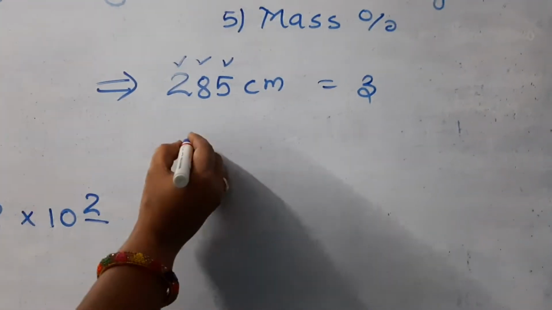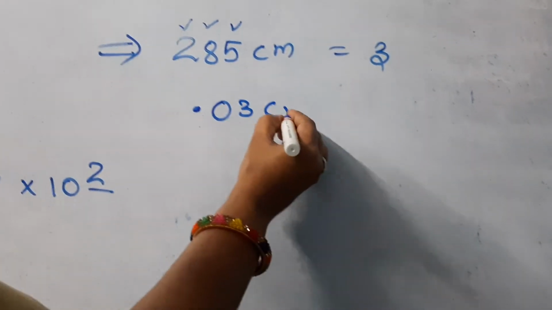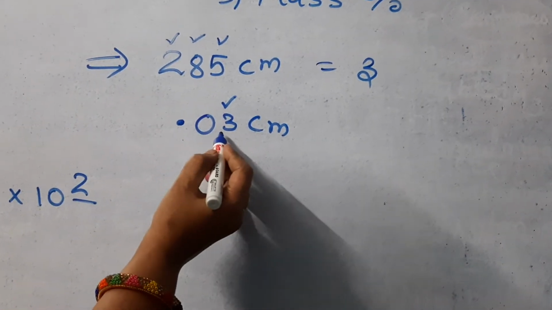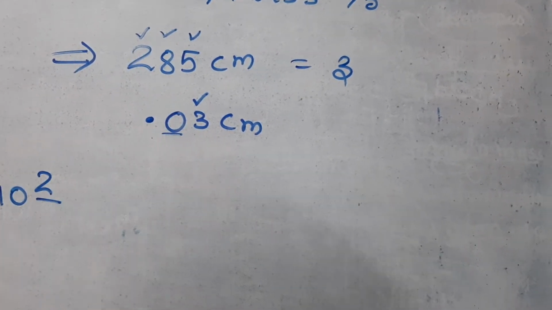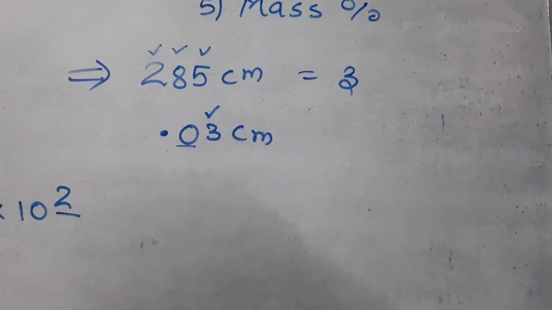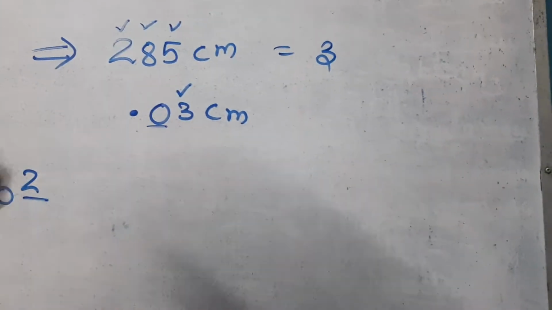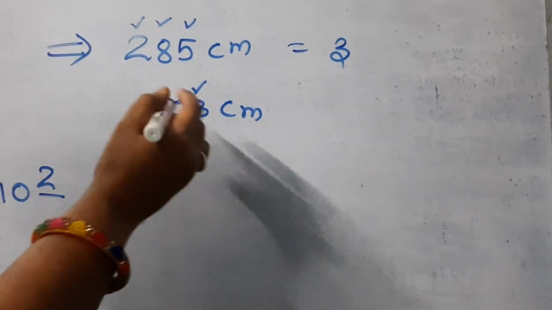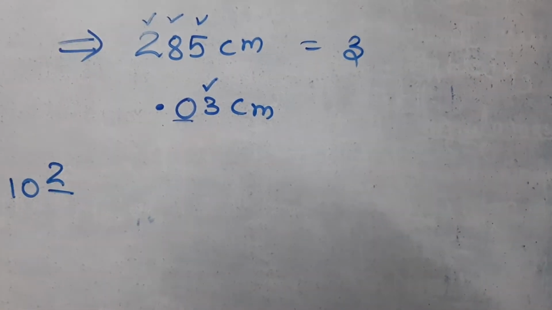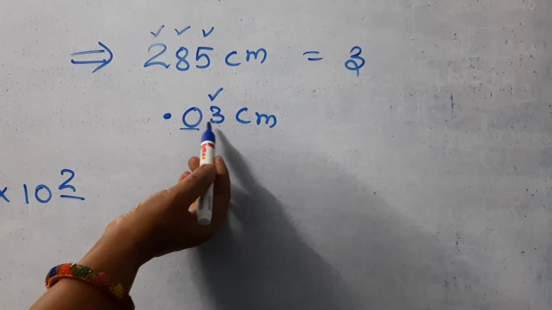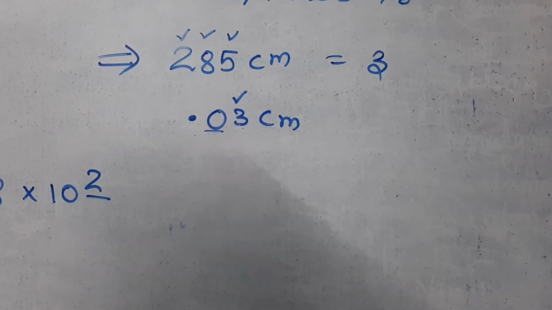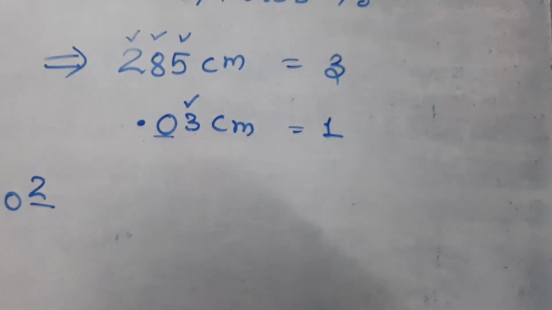Suppose we have the number 0.03 centimeter. Here we take only 3 as a significant number, because the zeros before the digit have no value; they are not significant. According to the rule of significant figures, you never take the zeros before the digit. You take the zeros after the digit as significant, but never the zeros before the digit. Here 3 is the digit and zeros are present before it, but they are not countable as significant figures. So what do you write, beta? One significant digit in this number.